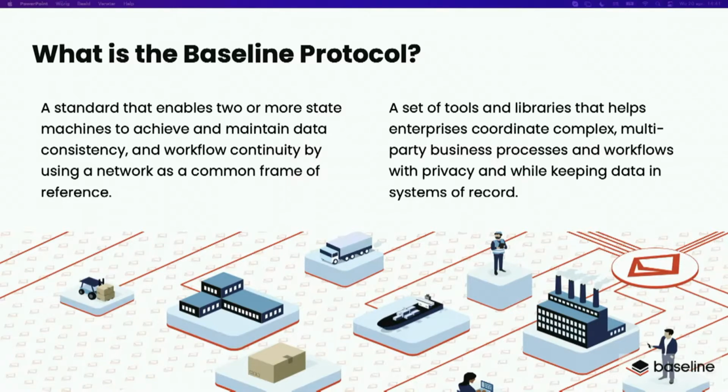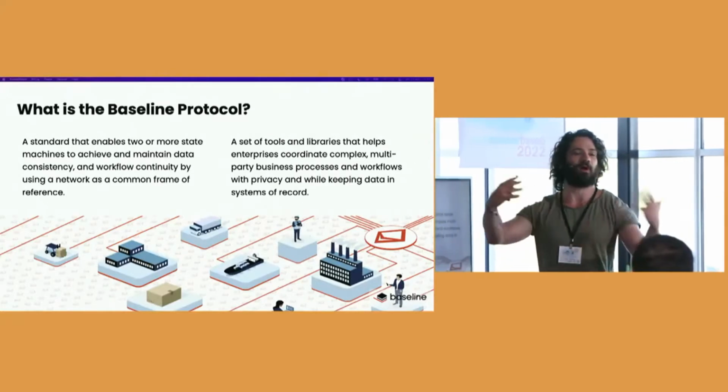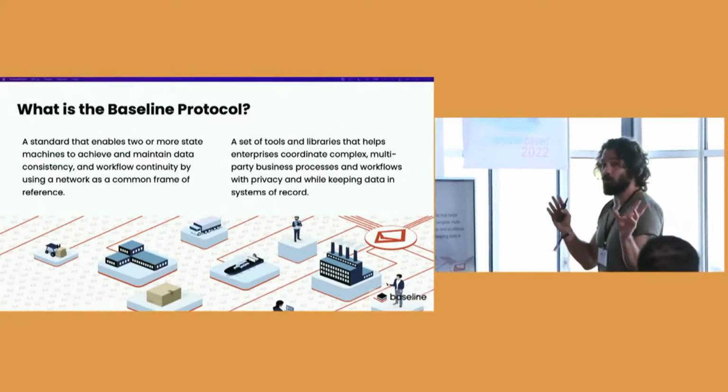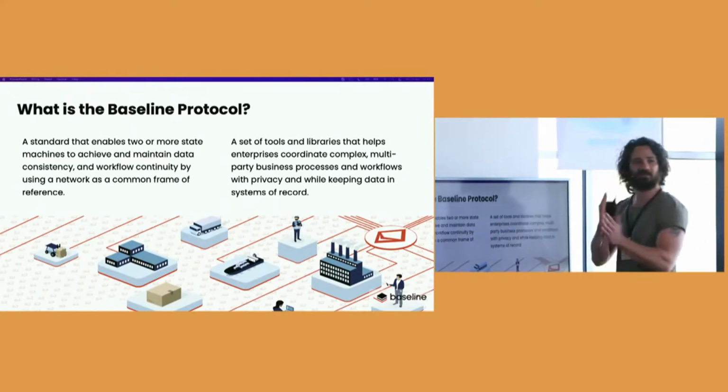We have the standard baseline itself, a guideline, a railing for how to implement this thing. Two or more state machines. Today, we're going to focus on two parties, two state machines, but you can imagine how this will expand to any amount of state machines, any amount of parties. And we want to achieve and maintain data consistency, right? We want to always be synchronized, and we want to be sure that as we execute and move to the next state that we are already synchronized, and hopefully in a trustless environment. And workflow continuity by using this common frame of reference.